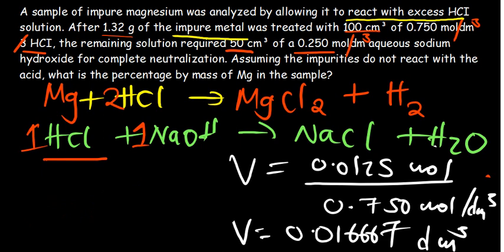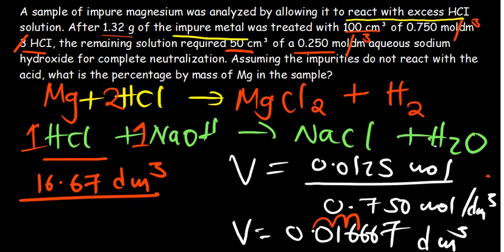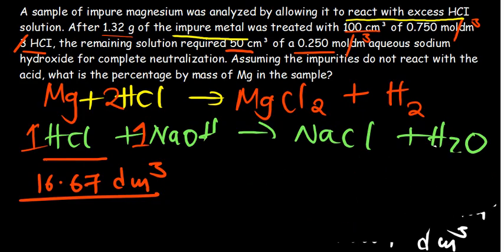And as we get to multiply that by 1,000, 1, 2, 3. So it will be 16.6. So 16.67 decimeter cubed. Remember, what we are saying is we're just trying to determine the volume using the concentration and the number of moles that were in excess. So therefore, the volume that we've calculated is the volume that was what? That was in excess.